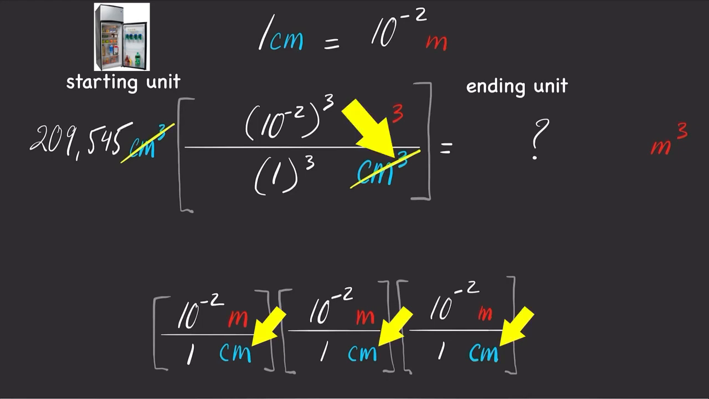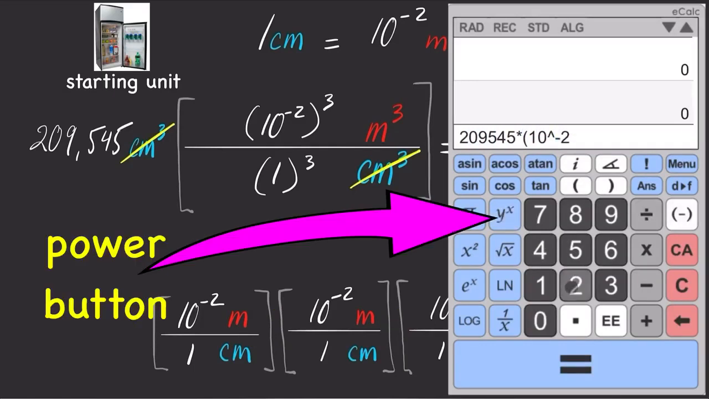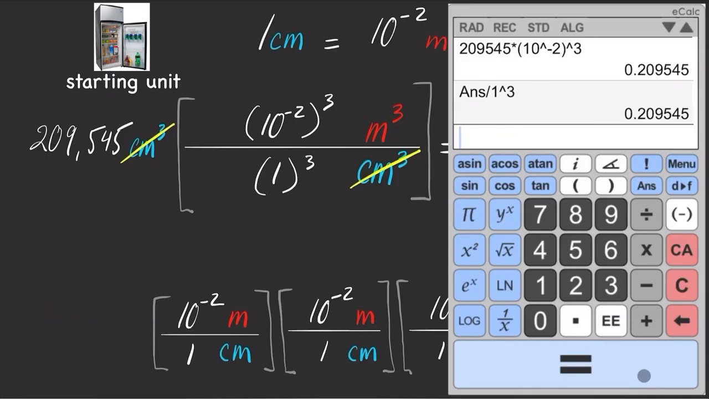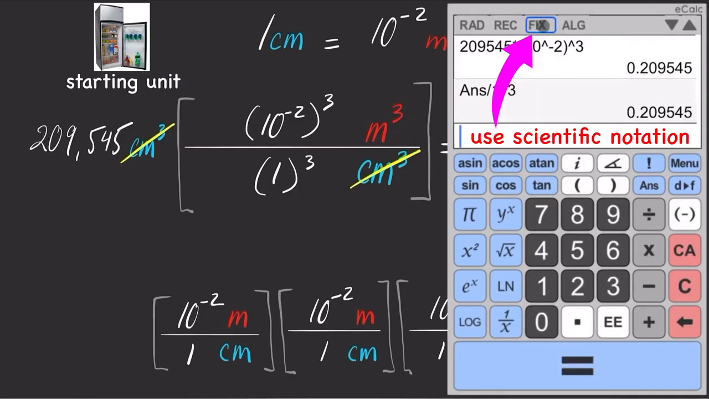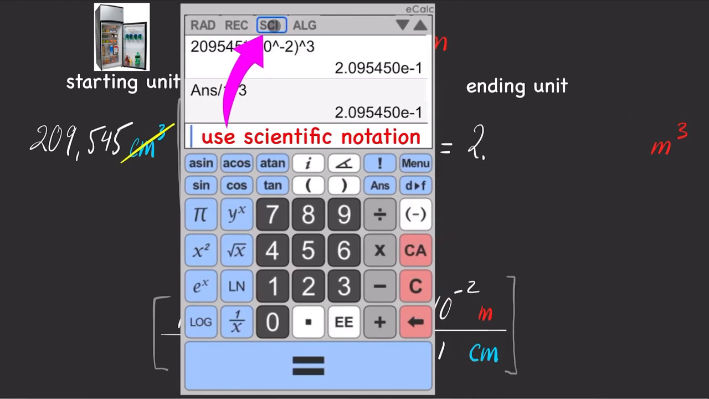To plug these numbers into our calculator, take the starting number, 209,545 centimeters cubed, multiply it by all the numbers on the top, and divide the answer by all the numbers on the bottom. Since the first measurement has 6 significant figures, and the conversion factor is an exact number by definition, the final answer can have 6 significant figures. So the answer is 2.09545 times 10 to the negative 1 meters cubed.